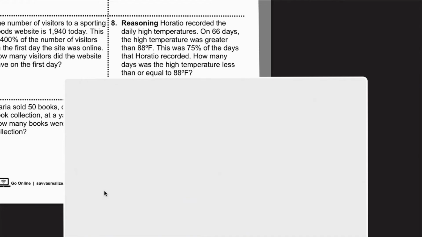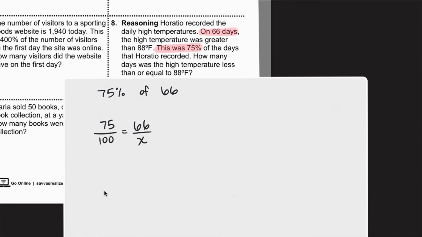So the first thing I need to figure out is how many days had high temperatures recorded. Of all those days, 66 of them were hotter than 88. That's 75%. So our problem that we're really looking at here is 75% of the total days. Then we'll find all the days that he recorded. We'll start off by saying 75% is the same as 66 out of, I don't know, so we'll put a variable there.